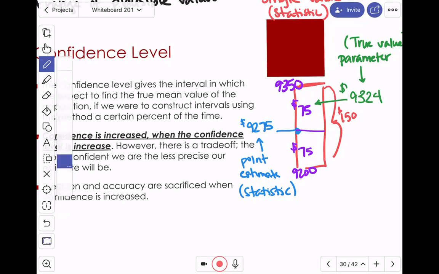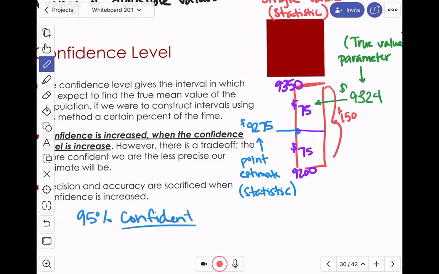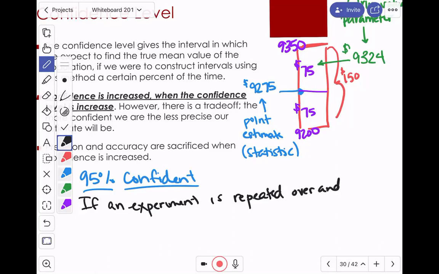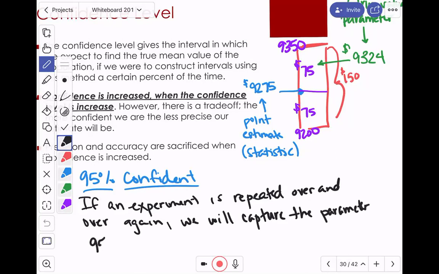Let me write that out right here. If you say you are 95% confident, let me define what that means. This means that if an experiment is repeated over and over again, so the first part means you're going to do it a whole lot of times. I'm saying 100 because 100 is a nice number to calculate percents out of. But if an experiment is repeated over and over again, we will capture the true value. The true value is also called the parameter. We'll capture the parameter 95% of the time.